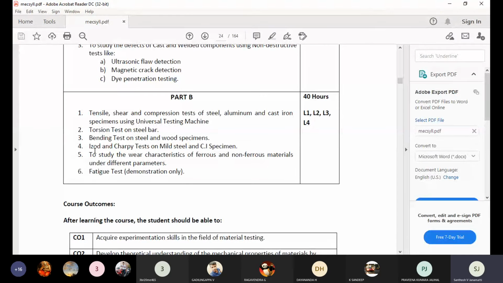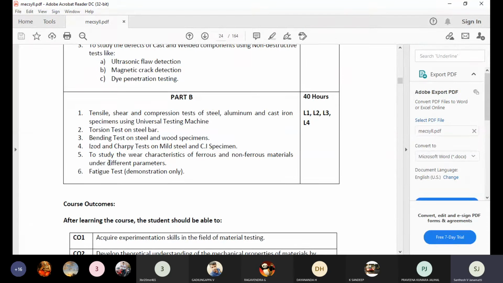The fourth one is the Izod and Charpy test. Definitely, here we have two impact tests. In the impact test we have two methods: one is the Izod method, the other one is the Charpy method. Again, the material we use is cast iron or mild steel, anyone which is available, and we will conduct the experiment or practice that. There are two methods in the impact test, Charpy and Izod.